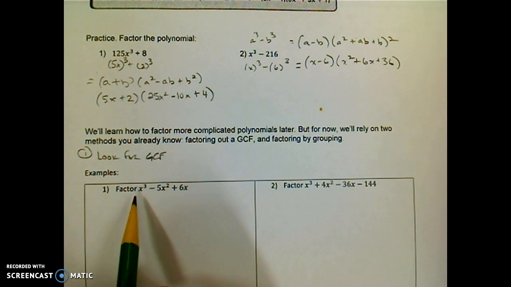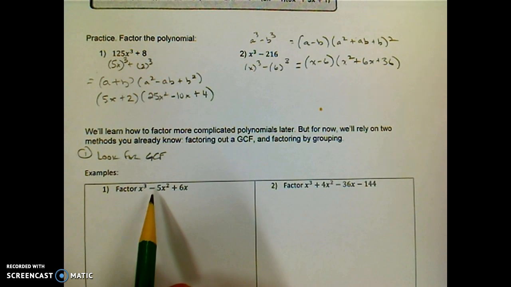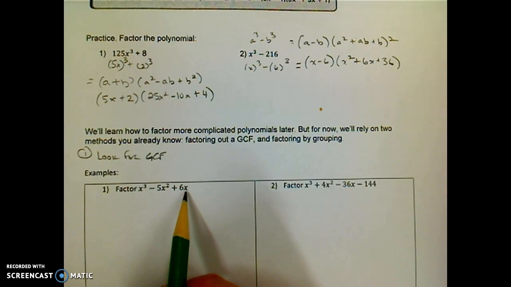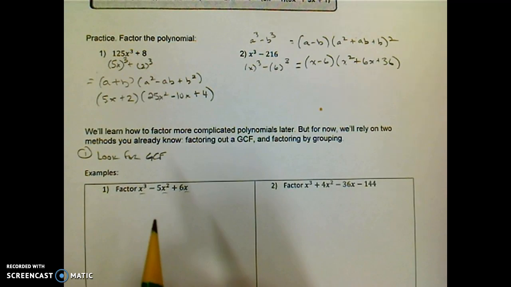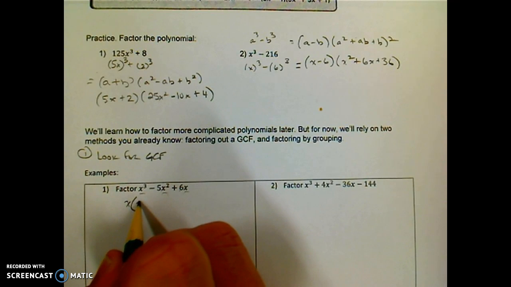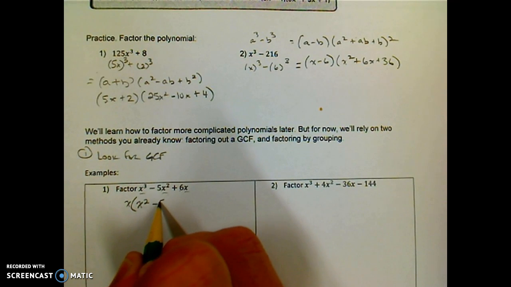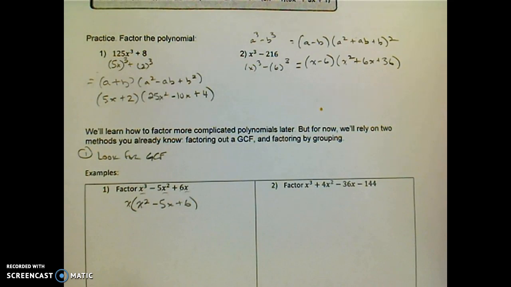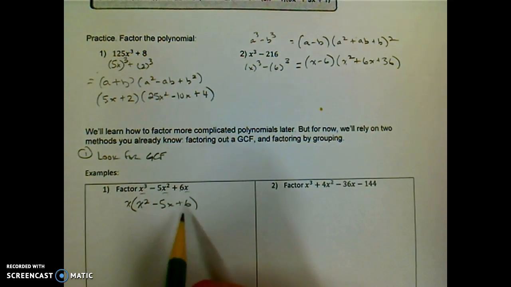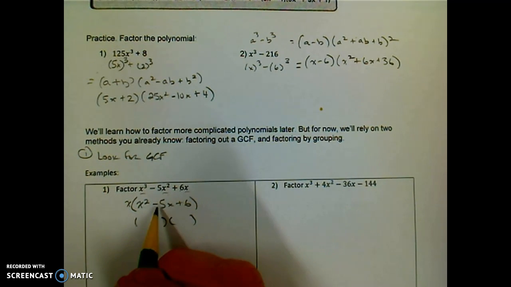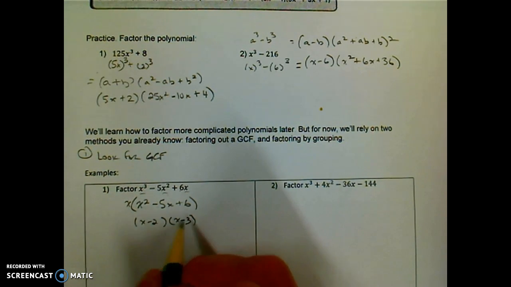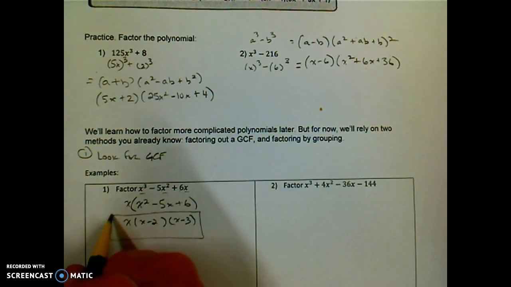Can I factor a common factor from x cubed, 5x squared, and 6x? And we see that I've got a 5 and a 6 here, relatively prime, but each one contains at least one factor of x. And I'm going to go ahead and take that x as my common factor, leaving me with x squared minus 5x plus 6. Now I recognize this as an easily factorable trinomial. Two numbers that multiply together make 6, and when I add them up, I get 5. So x minus 2, x minus 3, and importantly, I'm not going to lose my GCF.